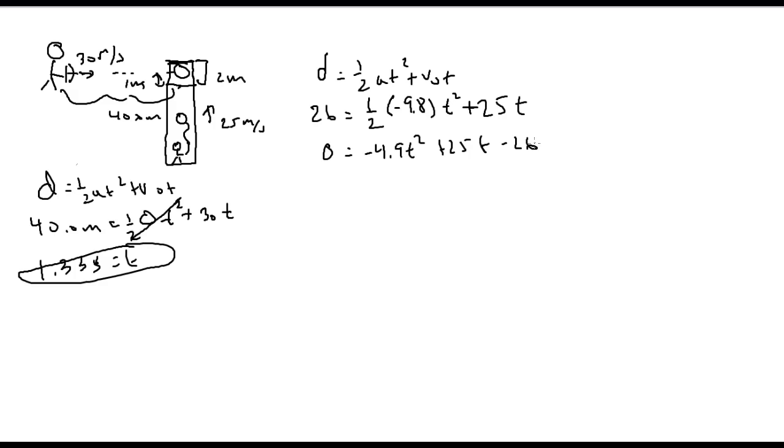I got 3.6 and 1.45 for the second one. Oh yeah, 1.45. Sorry. Now, your worst nightmare. 2 positive answers. What are we going to do? Now, I have to think about which one of these answers makes more sense.